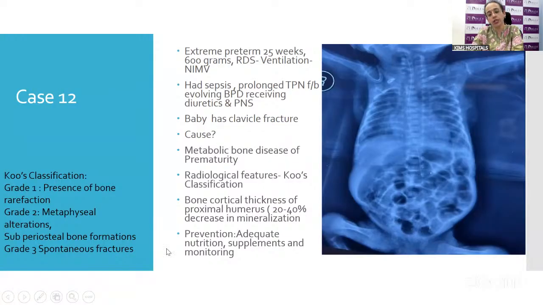So before a fracture comes or before these radiological signs come, we should have regular monitoring and always try to prevent the MBD by avoiding diuretics, prolonged steroids, and all those things which are prone to decrease the density of the bone, and should provide the optimal nutrition for the baby.